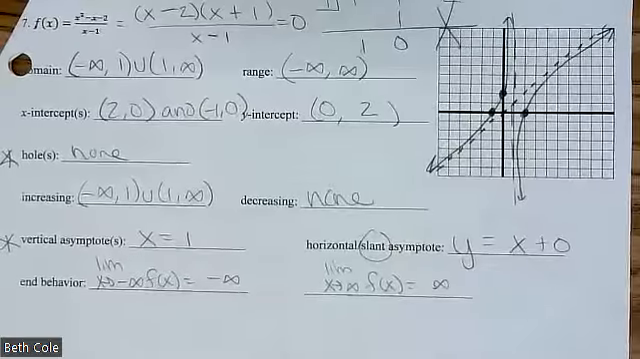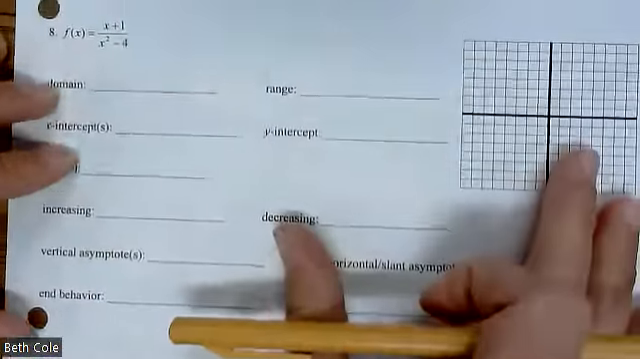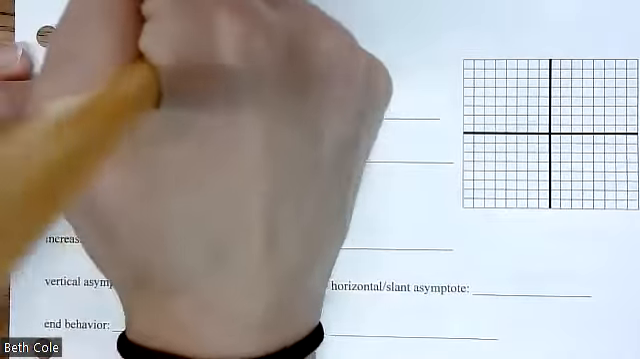Here's what I'm going to have you guys do with your group. Do number 10, please. I'm going to fill in 8 and 9. When I'm done filling them in, that's when we'll go over it, okay?